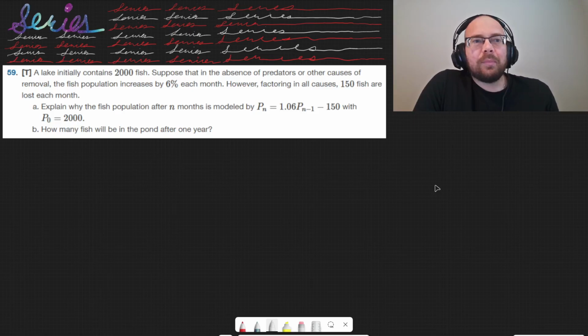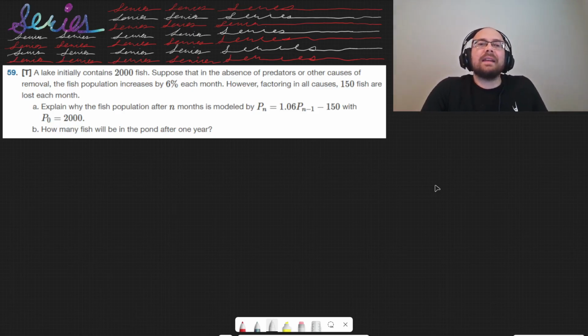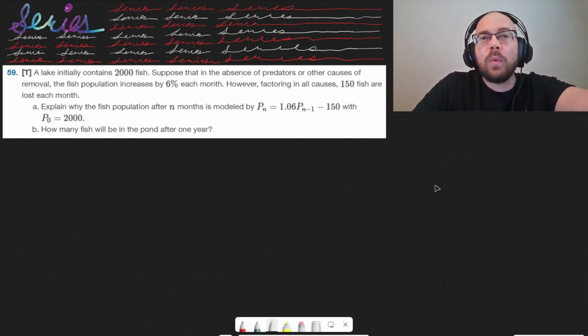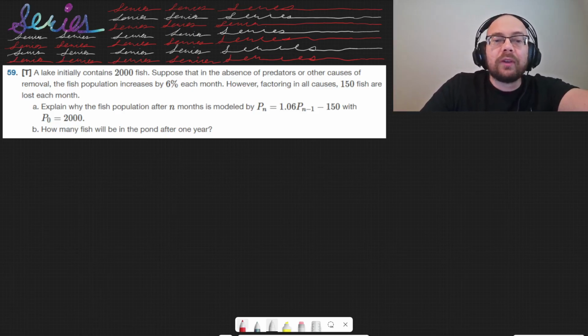And then for part B, how many fish will be in the pond after 1 year? This is kind of a trick question because you might think, oh, I'm just going to plug in 1. But no, the amounts that they're quoting here are per month, not per year. So you would need to find out how many fish are in the pond when n is 12. So recursively, we'd have to do this one step at a time here.